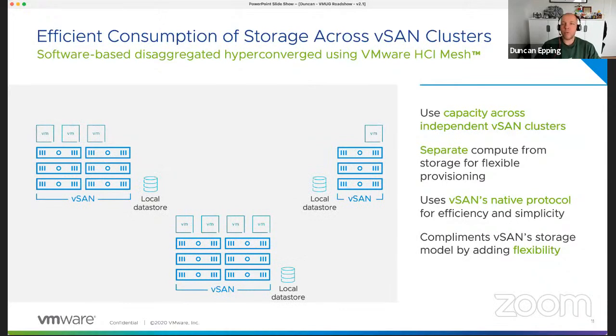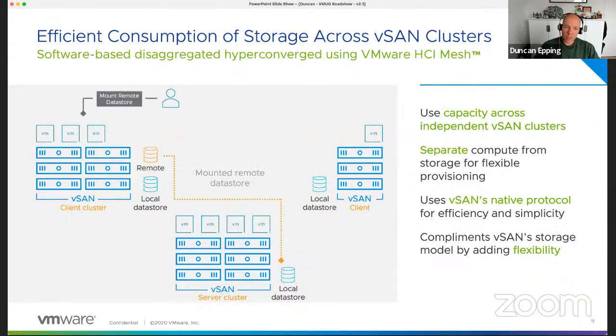And this feature is what we refer to as VMware HCI Mesh. And with VMware HCI Mesh in 7.0 Update 1 specifically, you're now able to share vSAN capacity between vSAN clusters. So what you can do is go to the UI, click on Mount Remote Data Store, and simply mount a remote data store between all of the different clusters.